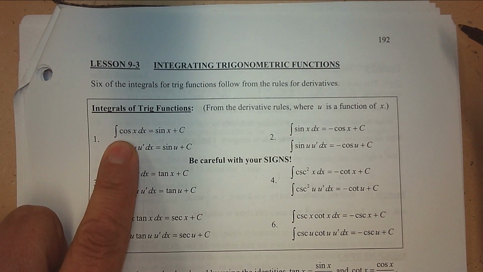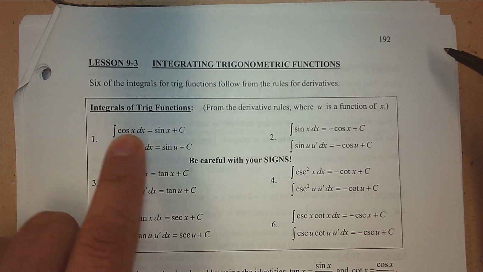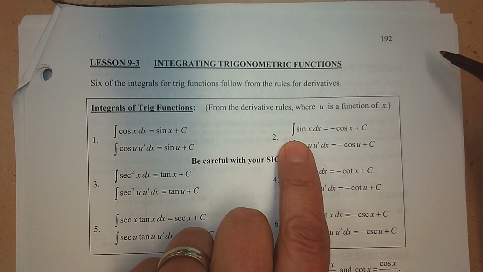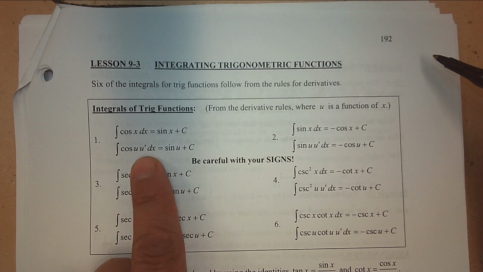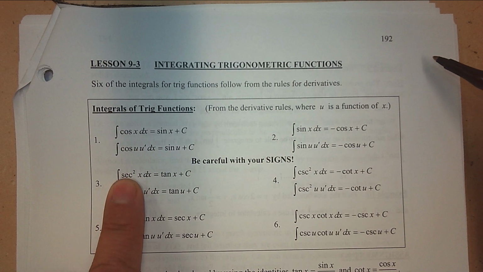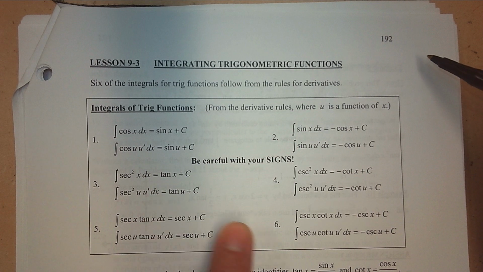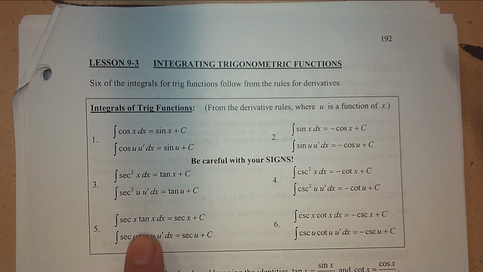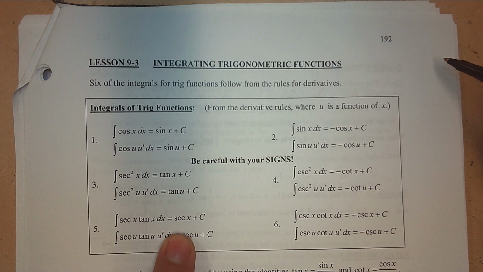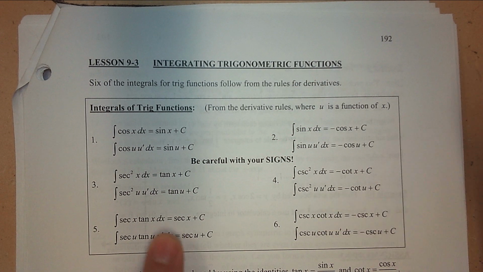So what is the integration of cosine? The answer is sine. What's the integration of sine? Negative cosine, right? And we've got to be careful with those signs. Here's with the hook. Secant squared goes back to tangent. Cosecant squared goes back to negative cotangent. Secant tangent is secant, and cosecant cotangent is negative cosecant.